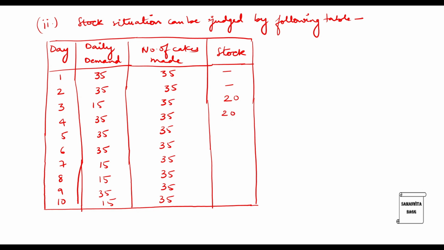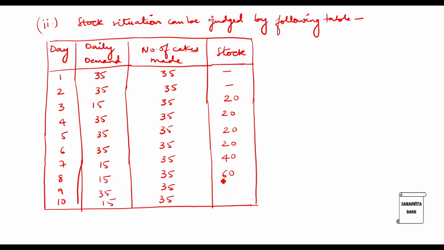Then we'll go for the fifth day. He has made 35, sold 35. So he has no new stock, but the old stock is still continuing. Then again on the sixth day, 35, 35. So continuation of 20. Seventh day, 35 made, 15 sold. So 20 new stock gets added. So now this count rises to 40. On the 8th day, he has made 35, sold 15. 20 new cakes get added in the stock column. So this is 60.